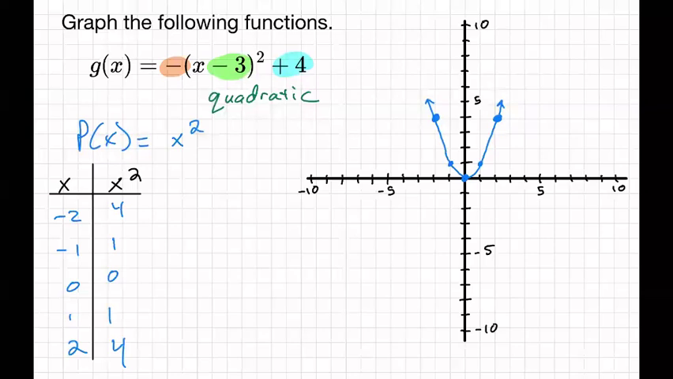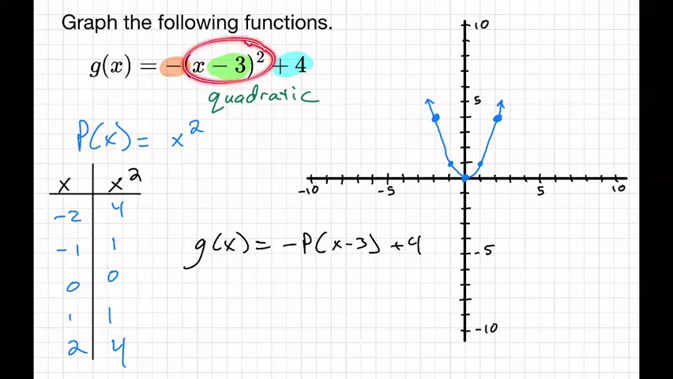Now, what you're going to find here is another way that we could write this is g of x equals negative p of x minus 3 plus 4. Now, the reason I'm rewriting it this way is because we're dealing with compound functions, okay? I'm looking at x squared. We plugged in x minus 3 into x squared. That's where we get x minus 3 squared.